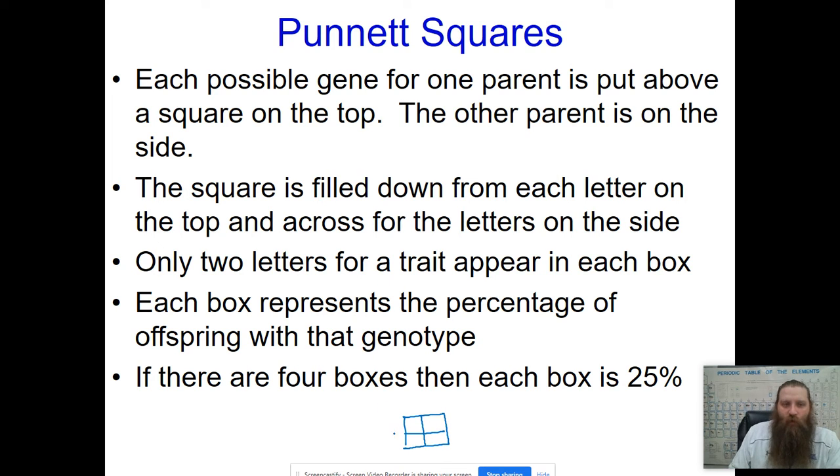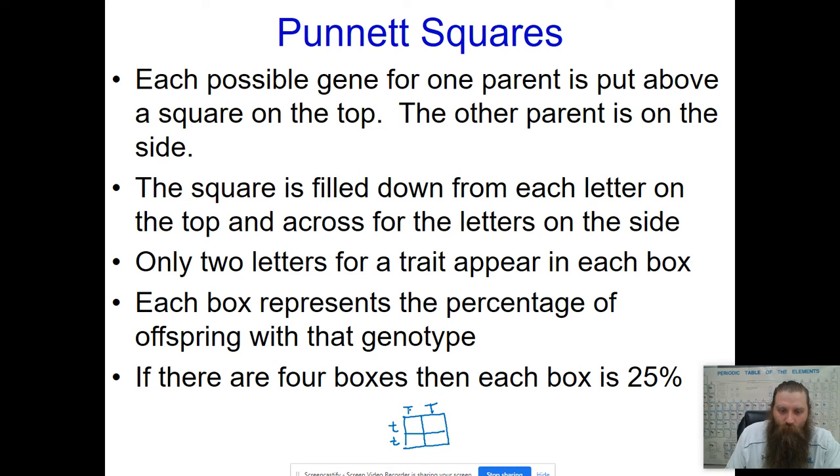So each possible gene goes above one square on the top. So we have our homozygous dominant above this square. The second allele goes on the right square. And the same thing on the sides. We have little t on the side. You can only put 2 letters in a box, and you just kind of fill them in.